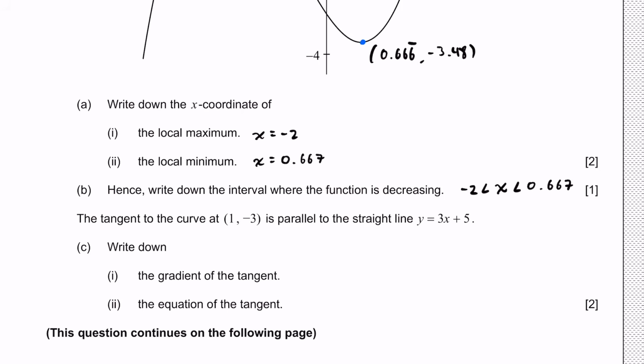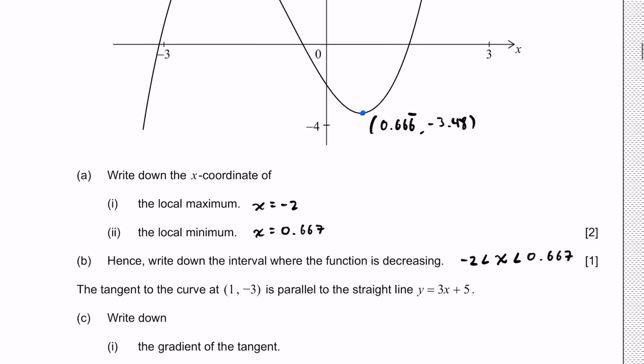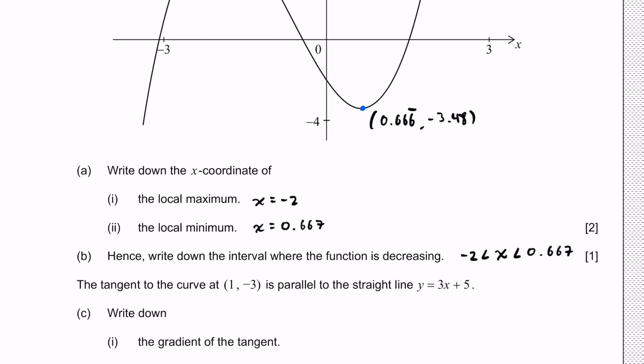The tangent to the curve at (1, -3) is parallel to the straight line y equals 3x plus 5. Part C, write down the gradient of the tangent and the equation of the tangent. So let's find out where (1, -3) would be. It might be somewhere around here, I suppose. So we can imagine at least that this is the point (1, -3).